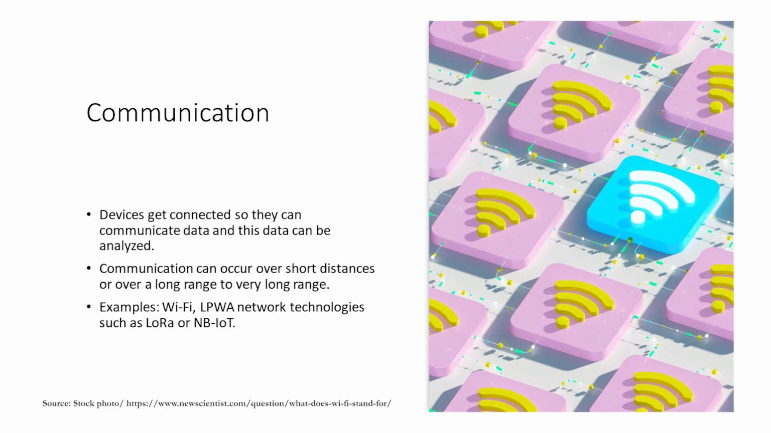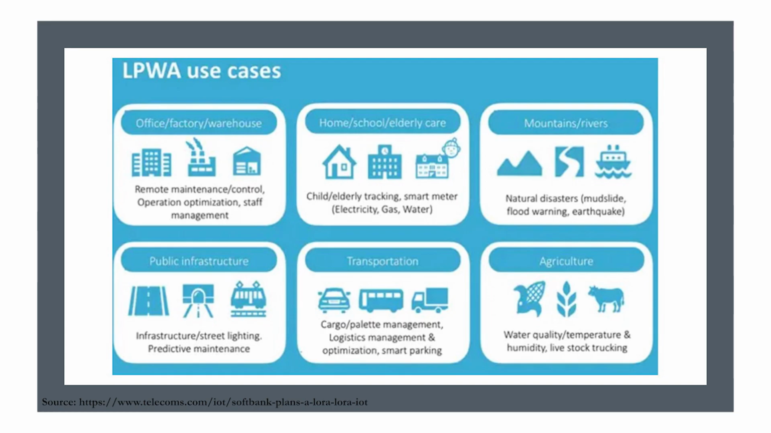NB-IoT is narrowband IoT, and this is low range. LPWA is used a lot now. These are all technologies developed by different firms, and they are being used in the IoT paradigm. So, there are different use cases for the low power wide area networks.